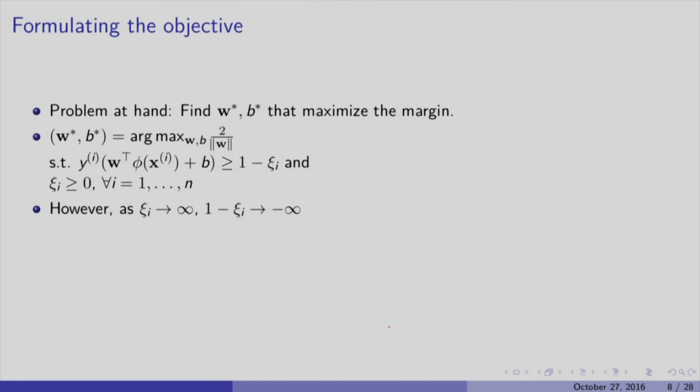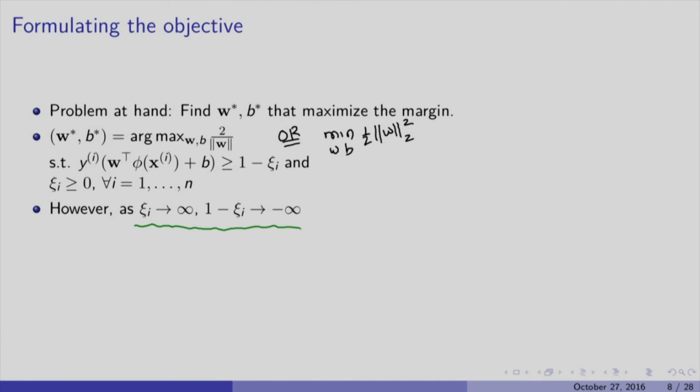So let us formulate the optimization problem. You need to find W star and B star that maximize the margin 2 by norm W, or as I pointed out earlier, you might want to minimize 1/2 norm W square. You want to do that subject to the constraints that, modulo the slackness parameters xi, the positive points lie as far as possible beyond the positive margin hyperplane and the negative points lie beyond the negative margin hyperplane. Now there is a problem with this restricted formulation.